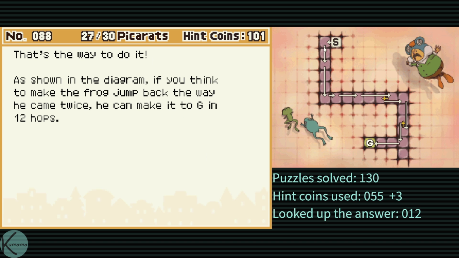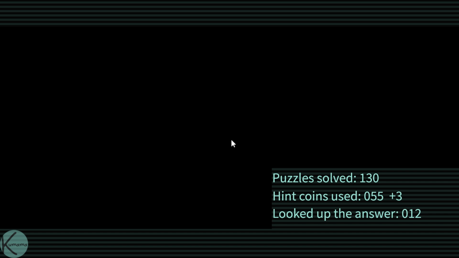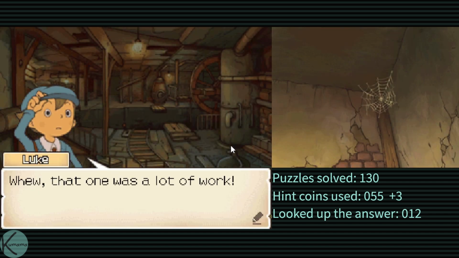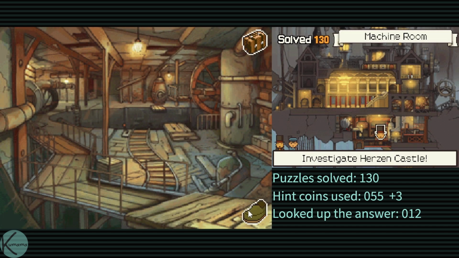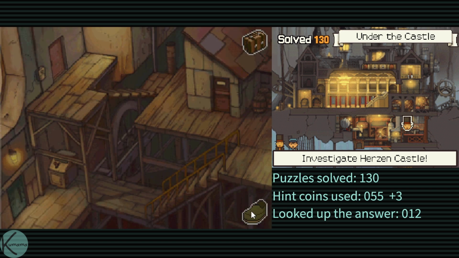So you go forward, forward, forward. Yeah, no, wasn't getting that. That's a crazy looking frog. That one was a lot of work. Indeed it was. Alright, I'll see you when I have another camera picture to take.